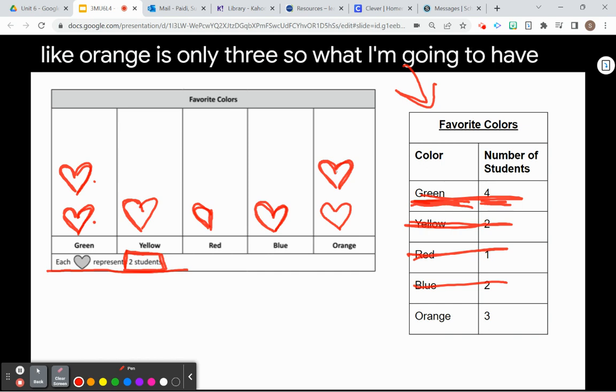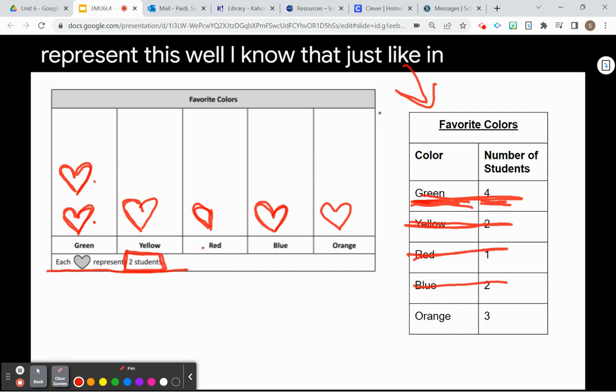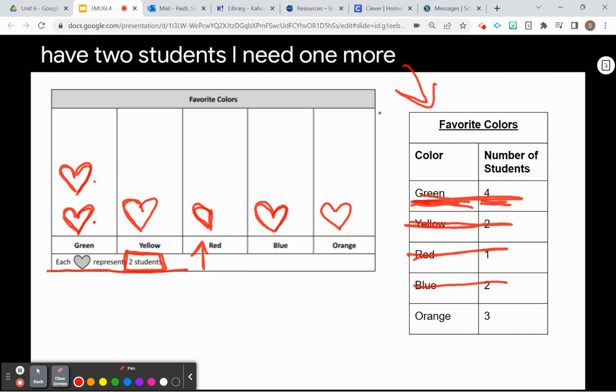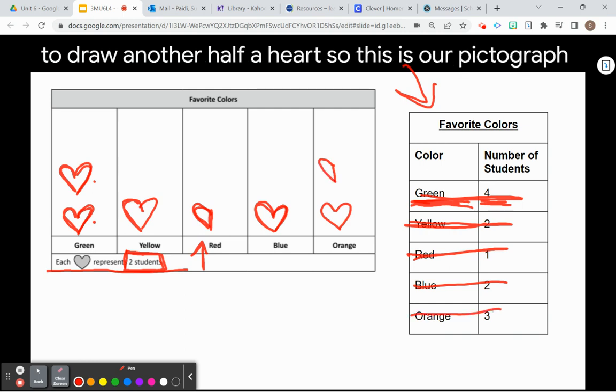So I'm going to have to think about how I can represent this. Well, just like in red, we represented 1 student with half a heart. I already have 2 students, and I need 1 more student, so I need to draw another half a heart. So this is our pictograph.